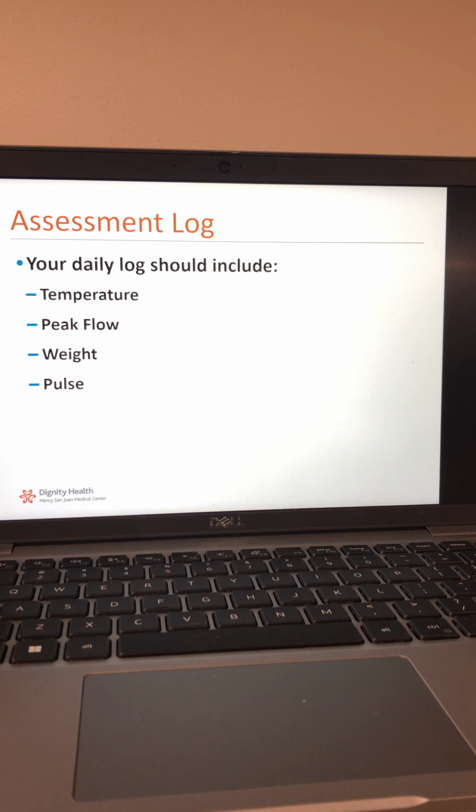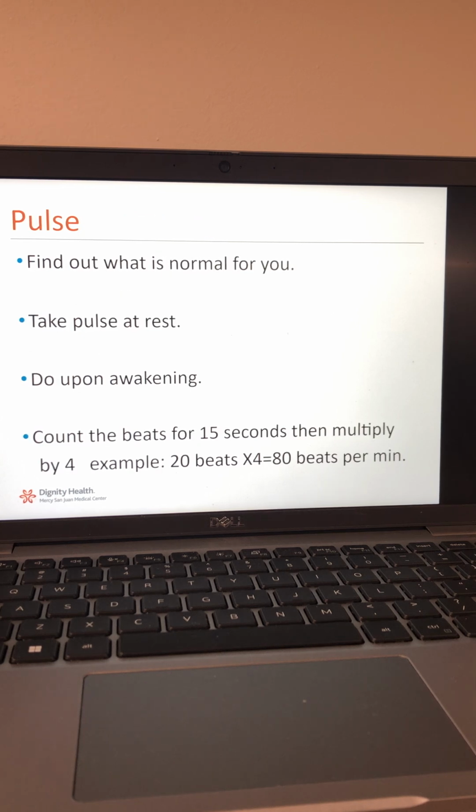You're going to want to do your pulse. You're going to want to find out what's normal for you. So you're going to take it at rest. And again, you're going to do this upon awakening. Many of you have pulse oximeters, which I'll show in a sec, but it is best to do it manually if you can, or especially if you're seeing a fluctuation of numbers on that pulse ox. In reality, you should be checking it for a full minute because a lot can happen in that minute, but you can check it for 15 seconds and then multiply by 4. You can check it at your neck or on your wrist.